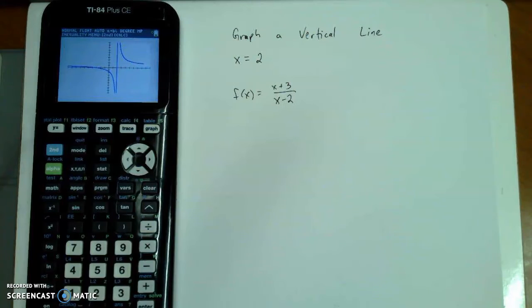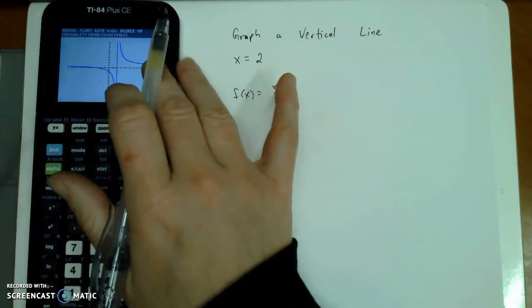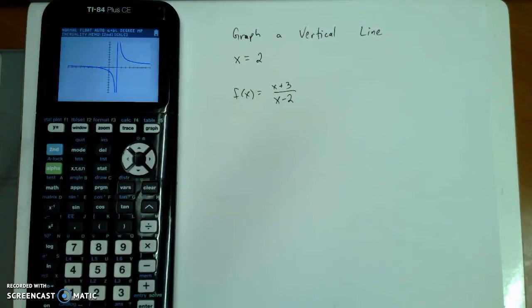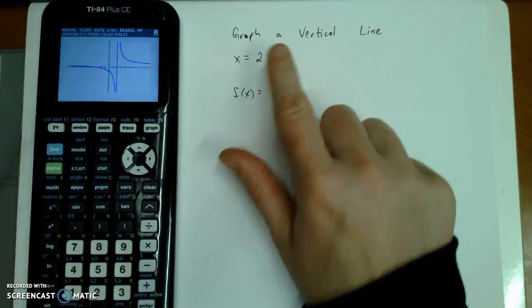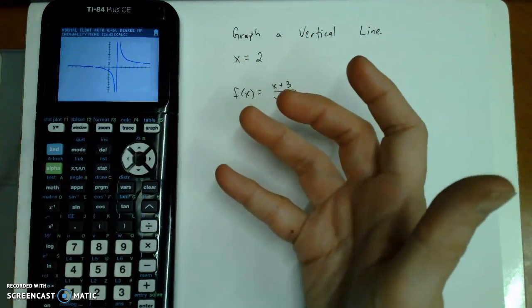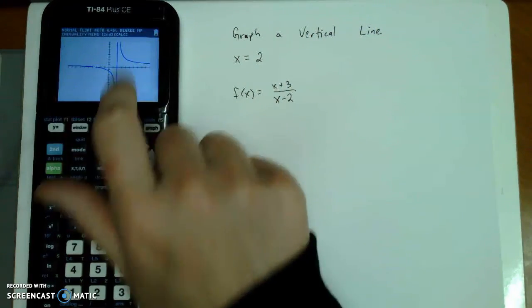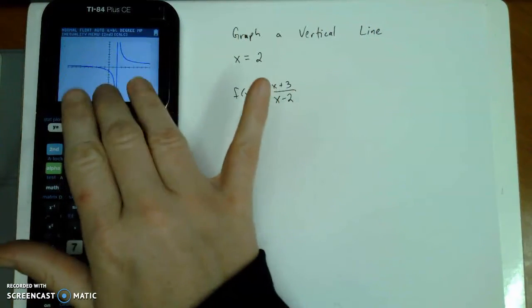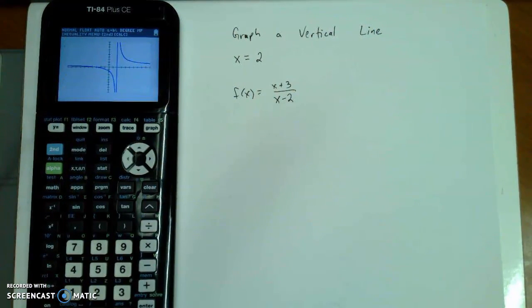Now, I would say the only downside of this method is both my initial function and that vertical line are both blue. I personally like to have different colors, just to make it a little easier for me to see which one is which. But we can both graph a vertical line, and then we can also graph a regular function on the same set of axes, so that if I would like to see those together, I can do that.